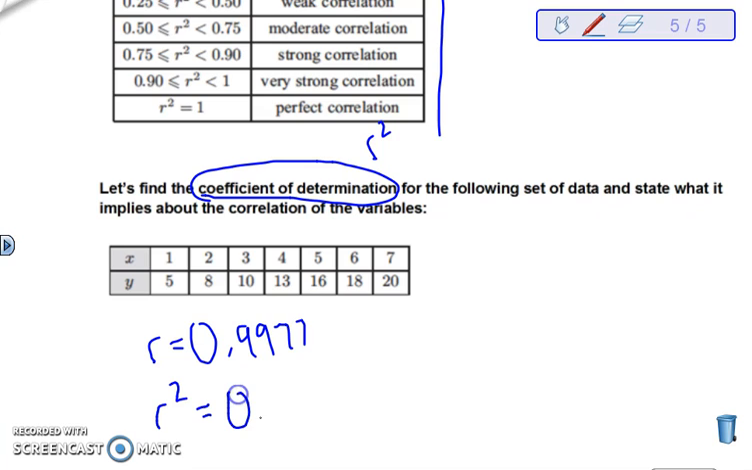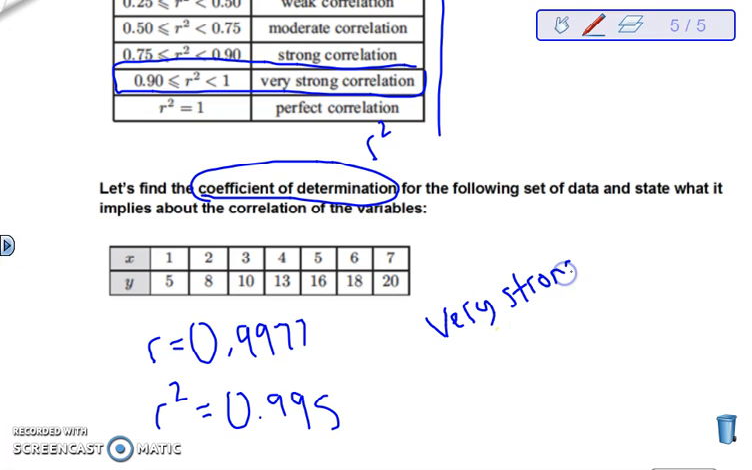If we square that, you should get 0.995. We notice that anything from 0.9 to 1 is a very strong correlation. So in this table, x and y have a very strong positive correlation.